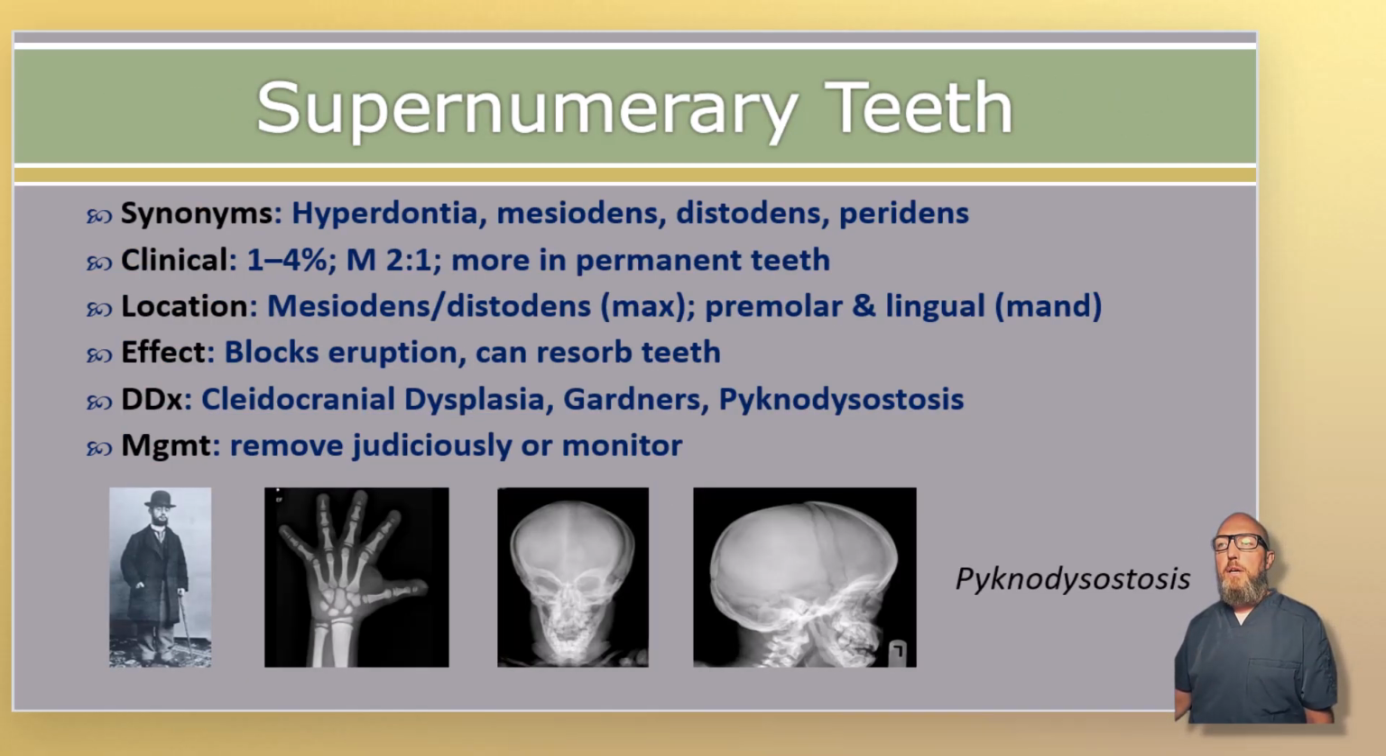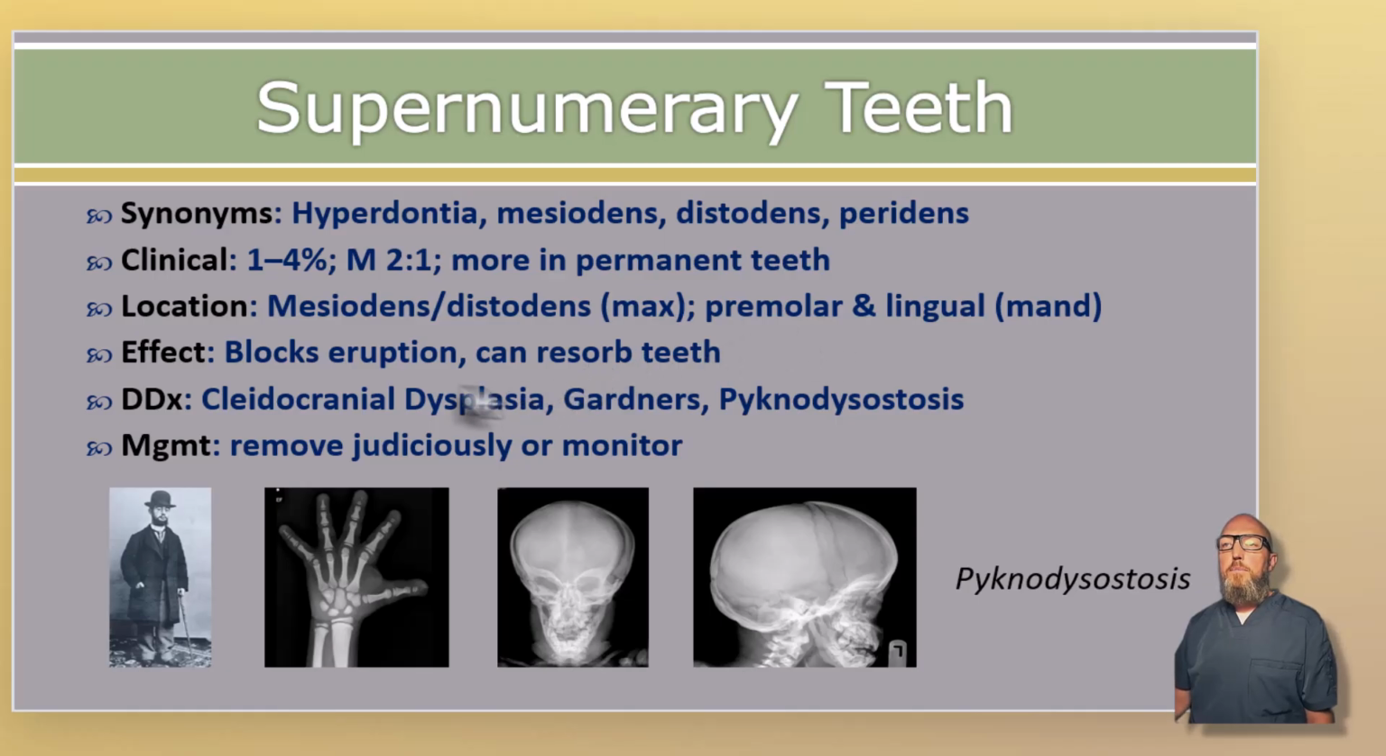So supernumerary teeth, you're probably familiar with that. Other synonyms are hyperdontia. Mesiodens, distodens, and peridens are specific types of supernumerary teeth. So mesiodens when it's usually in the midline of the maxilla, distodens posterior to a third molar, so it looks like a fourth molar, and then peridens when it's in the premolar region. And those are the common locations, as we mentioned here.